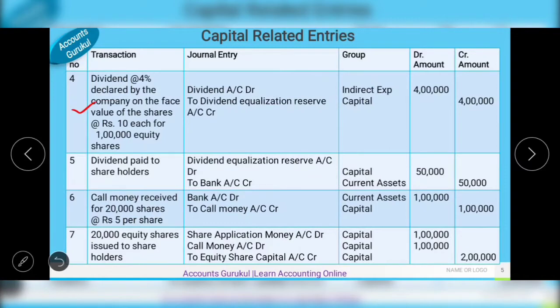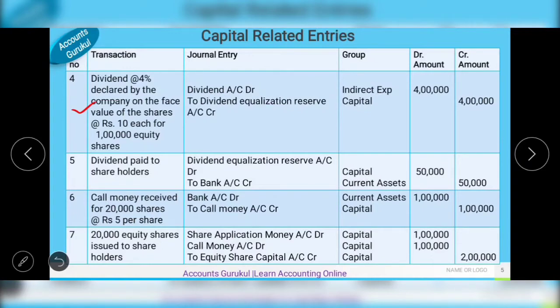So considering that, the dividend account debit, so dividend is our expense. So expenses, that's the dividend, and the dividend account debit, because it's a nominal account and nominal account says debit all the expenses. So debit the dividend expenses of 4 lakh to dividend equalization reserve account. It's a capital, it's a 4 lakh.